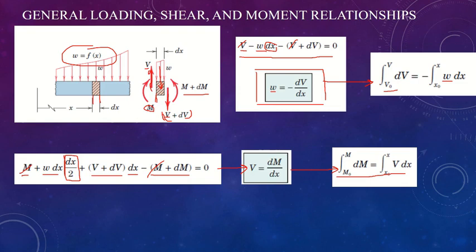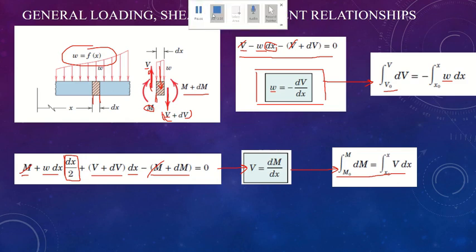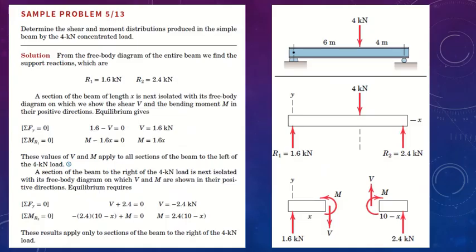Now with this information in mind, we are going to solve a few examples. I have just shown you here the example of the book. This is the 9th edition of Mechanics of Materials, and you can see in chapter 5 this example is to show and to understand how the author is solving the problems. Now let us solve this problem.